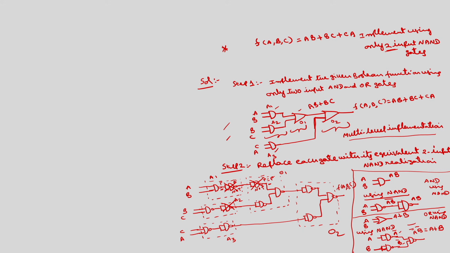Similarly, these two we can remove, because these two are in series. Similarly, these two we can remove. Okay. So, this we cannot remove. Remaining, how many two input NAND gates will be there? 1, 2, 3, 4, 5, 6. So, this is the equivalent circuit of the given f of ABC is equal to AB plus BC plus CA using only two input NAND gates.